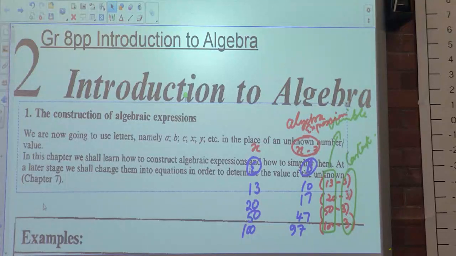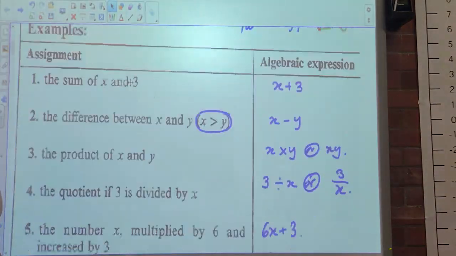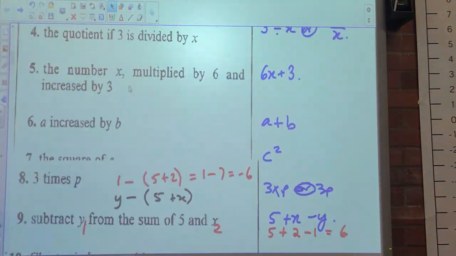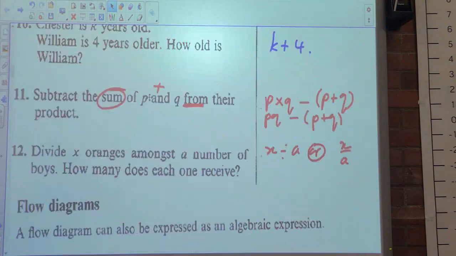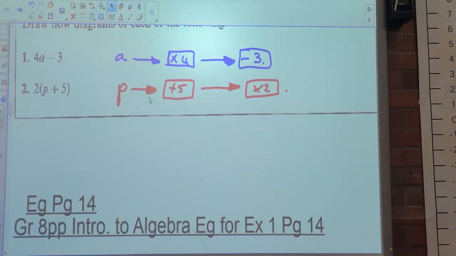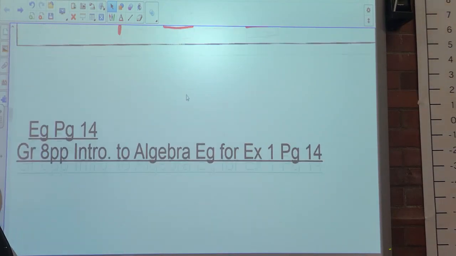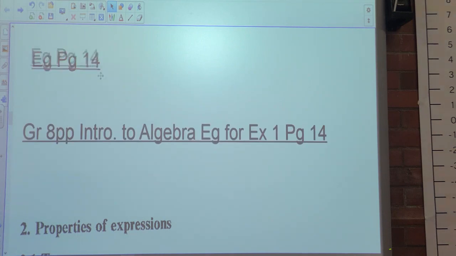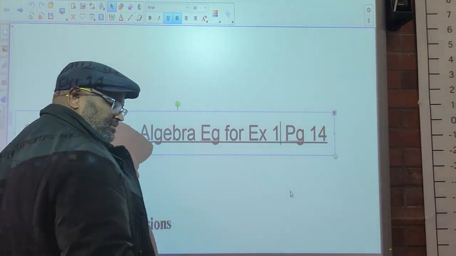Okay, good morning class. So today we're looking at introduction to algebra. At this point, we have looked at construction of algebraic expressions. Then we looked at flow diagrams as well, not so? Yes, sir. Right. So today we're going to look at the examples for exercise 1.